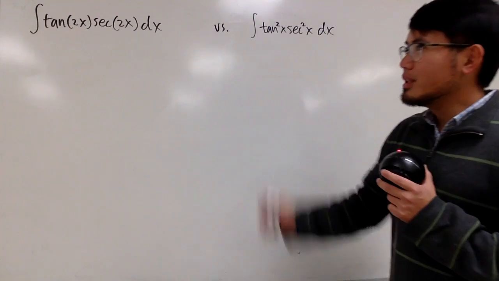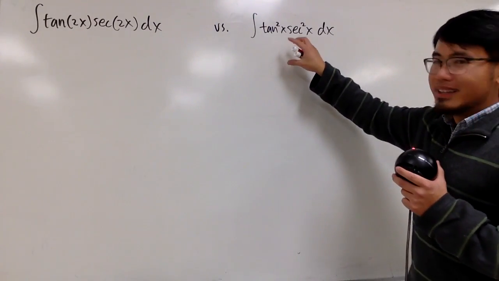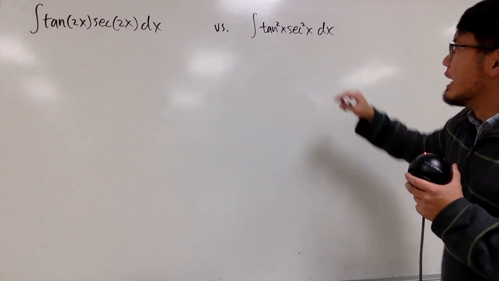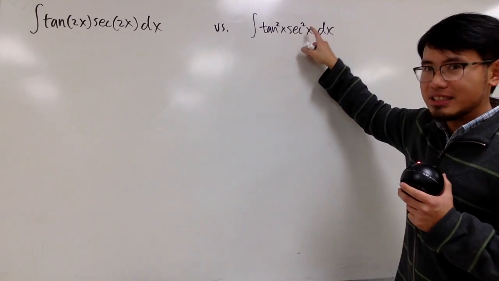Okay, let's take a look at these two integrals. The first one is tangent of 2x times secant of 2x. And for the second one, the 2's are at the different places, and they mean different things, of course. Here we have tangent square x times secant square x.